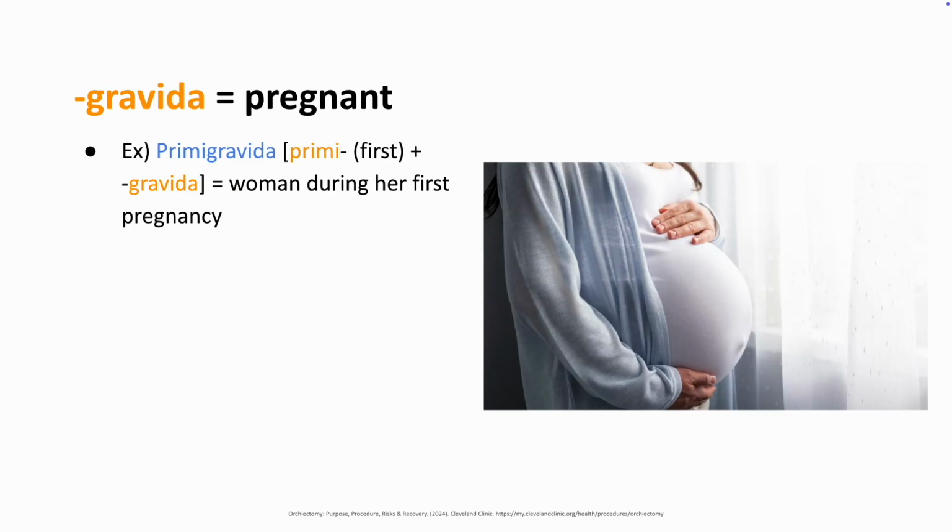Gravida is a suffix that means pregnant. So primigravida: primi is like a first of something, primal. And gravida. Primigravida is a woman during her first pregnancy. So first pregnant.